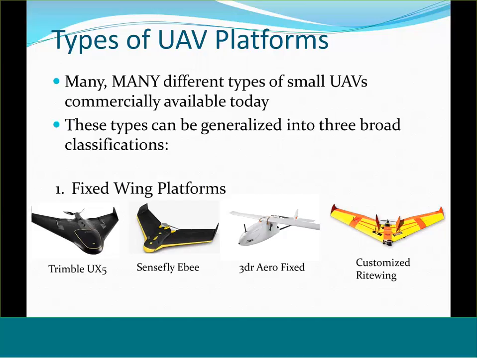The first general classification is what I would call a fixed wing platform. These are the more traditional, like what you might think of as a remote control airplane, though they're looking a lot more sophisticated. Different types of these platforms are manufactured by companies like Trimble, SenseFly, 3DR, or like we do in our research group, we often just customize and build our own for our own specific research needs.